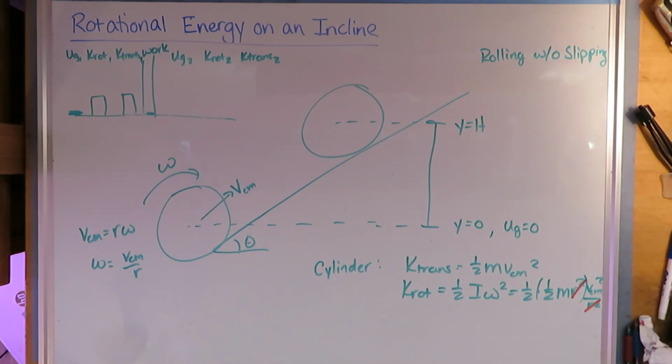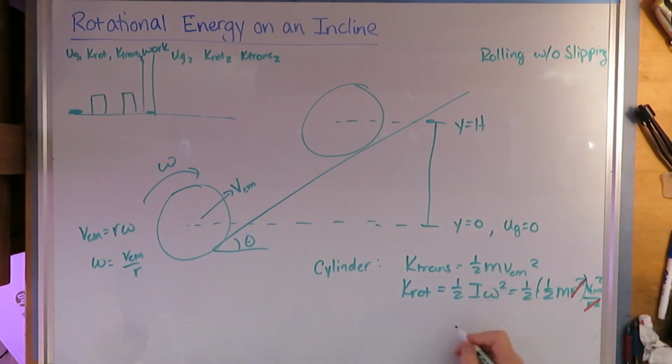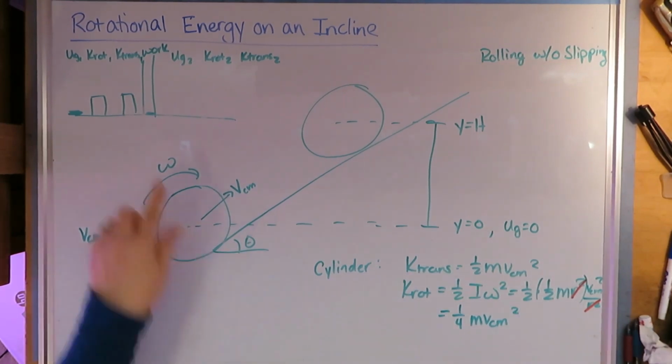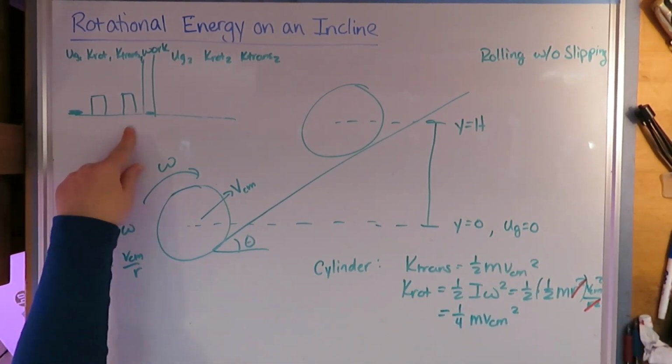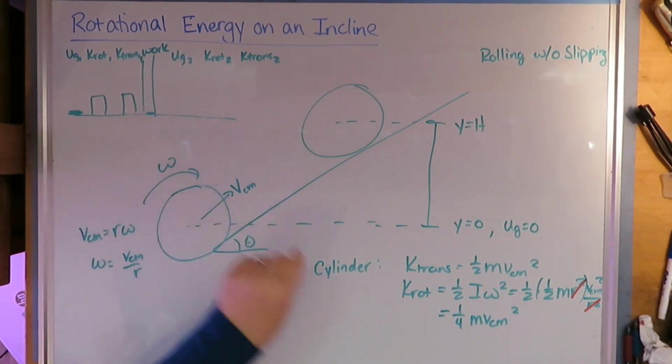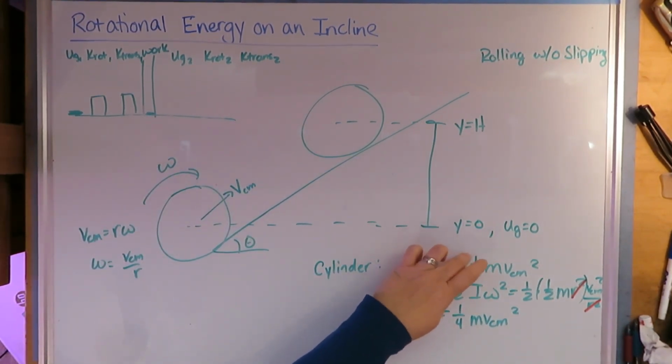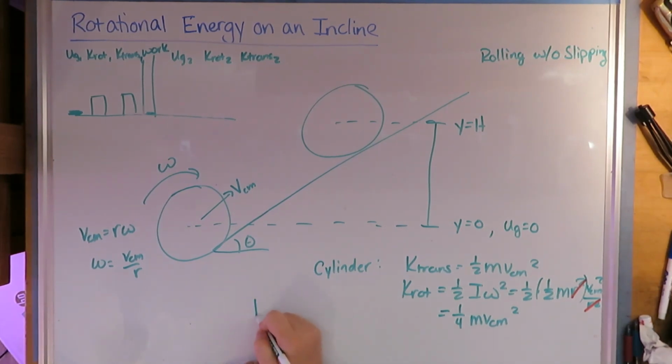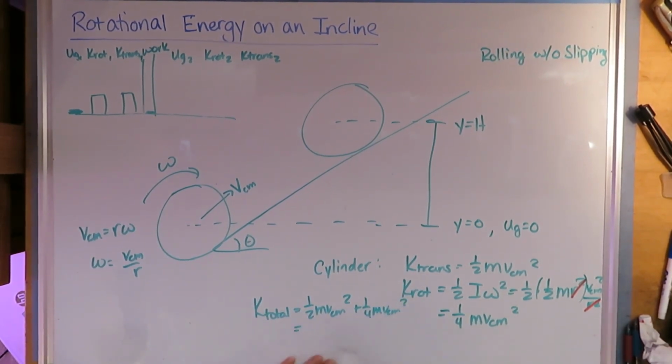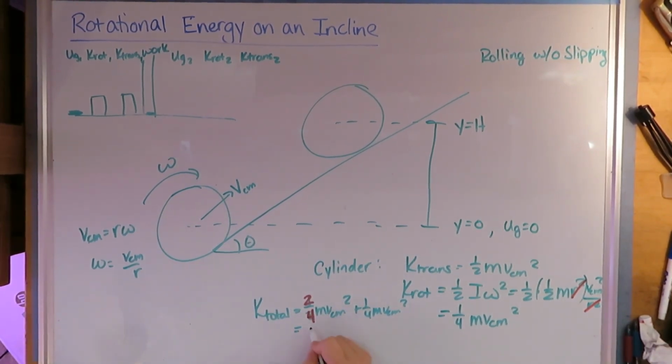Once you sub in your formula for your rotational inertia, then if I look here, I'm going to end up with 1/4 m VCM squared. So if this was a solid cylinder, and I have some amount of translational kinetic energy, then K total is going to be K trans plus K rot, which would be 1/2 m VCM squared plus 1/4 m VCM squared. So my total kinetic energy, if I make this 2/4, is going to be 3/4 m VCM squared.